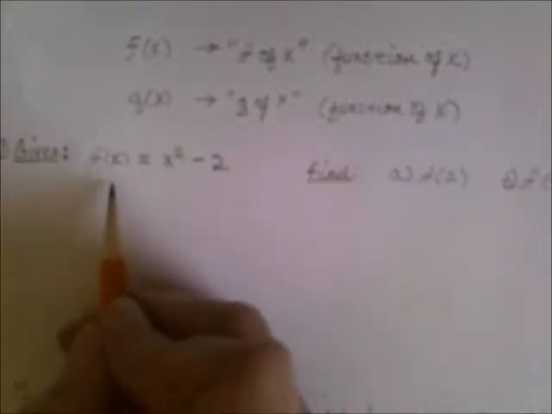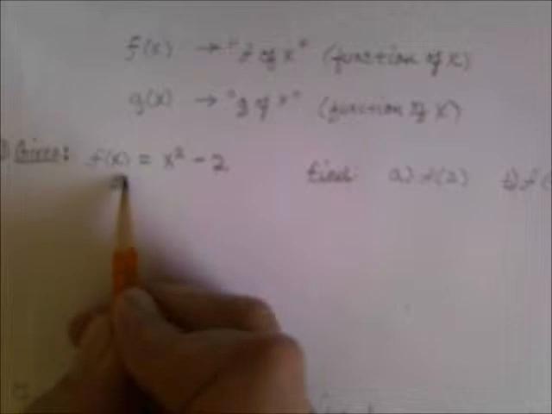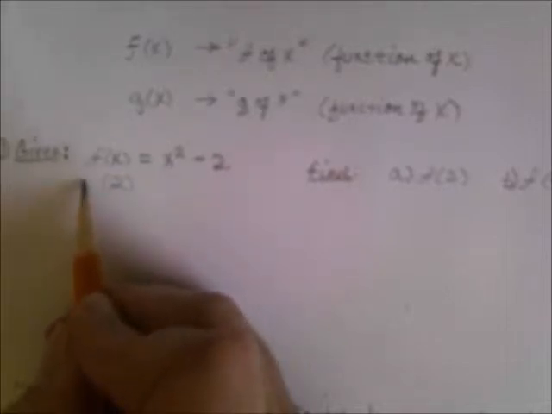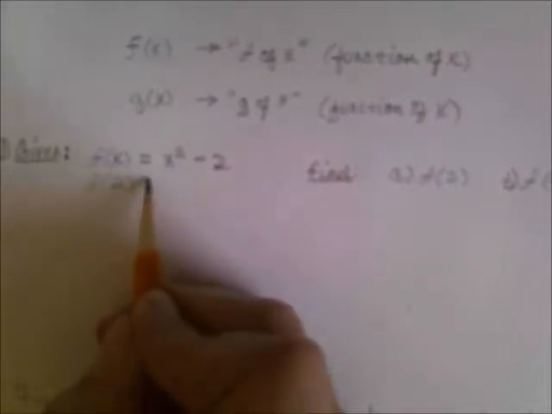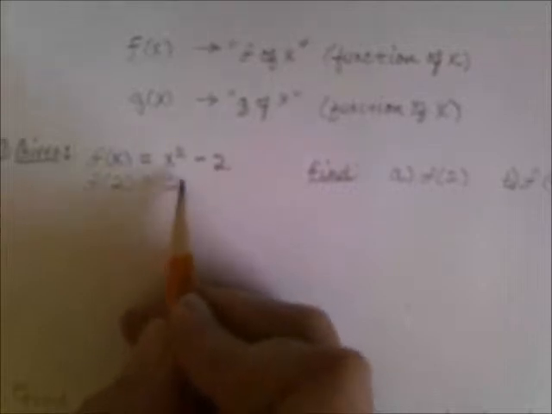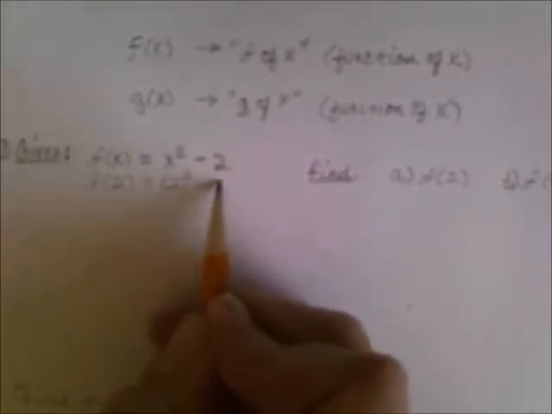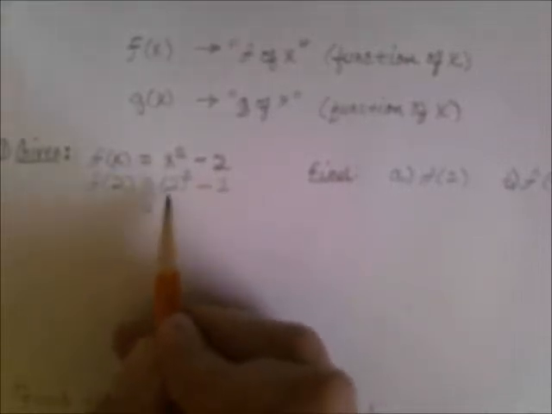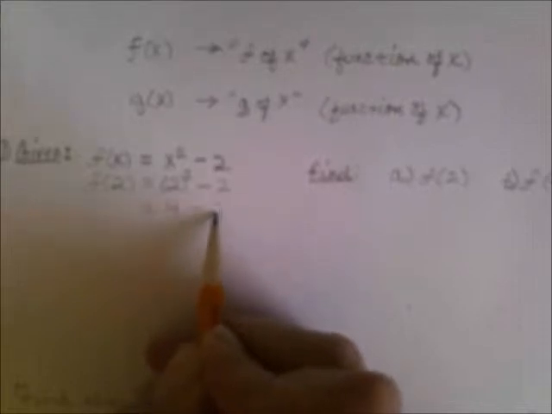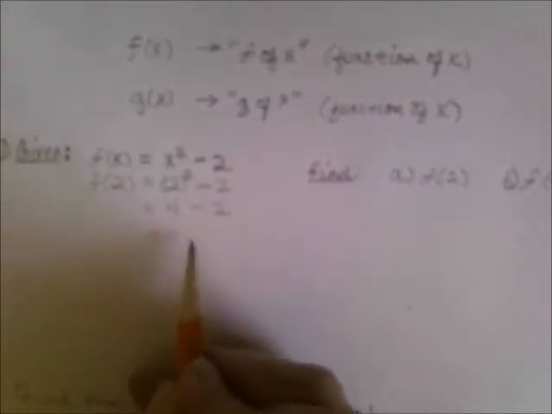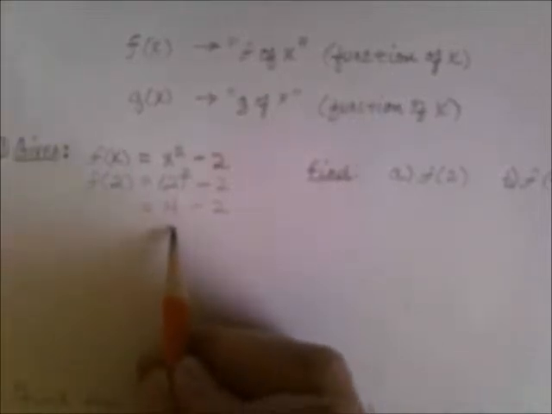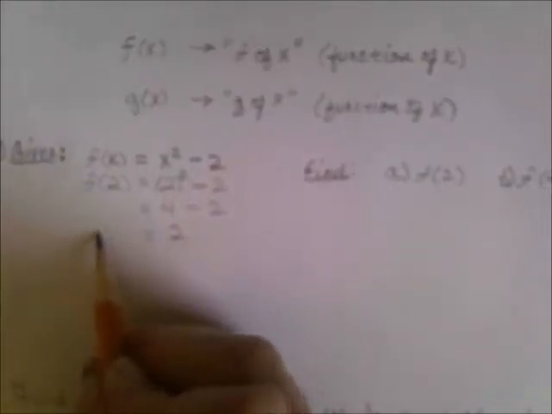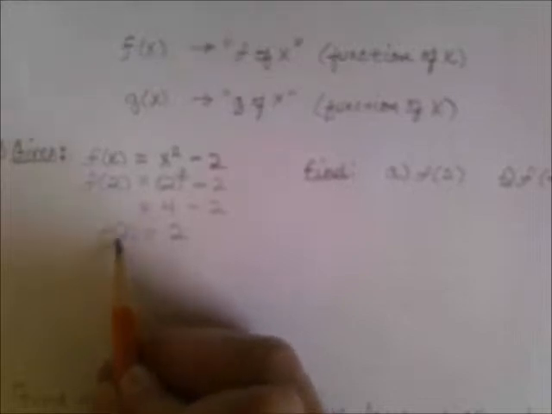That means plug in 2 for the x, right? So f of 2 will be equal to 2 squared minus 2. Well, 2 squared is 4 minus 2, so f of 2 is equal to 2.